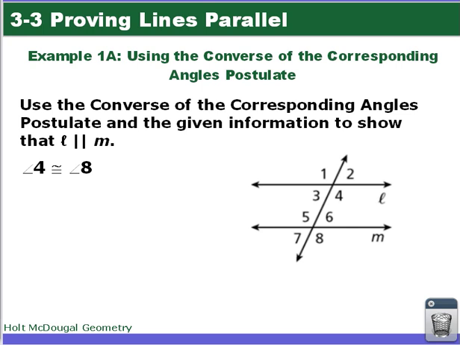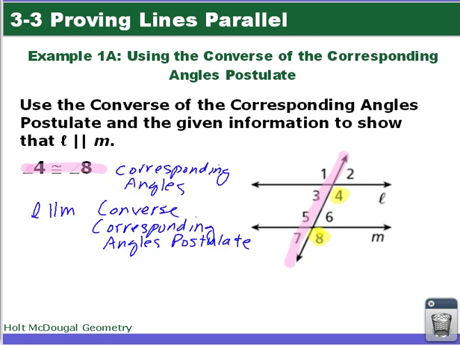So we're going to use that postulate, the converse of the corresponding angles postulate, and the given information to show that L is parallel to M. It's a very short proof. So the given information is angle 4 is congruent to angle 8. So we have a transversal here. And if we look at the angles, where's angle 4? It's here. Angle 8 is here. So since those are congruent, they're corresponding angles. So L has to be parallel to M.